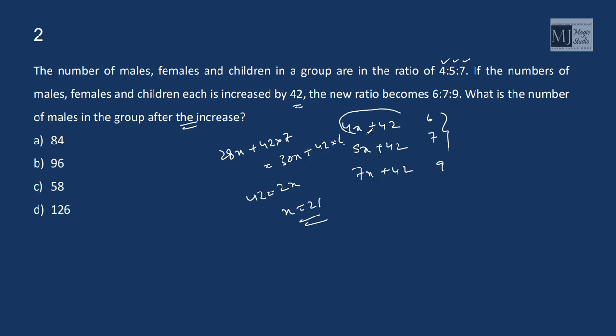Males are 4x plus 42. So after the increase it would be 4x plus 42. 4 into 21 is 84 plus 42, that is 126.